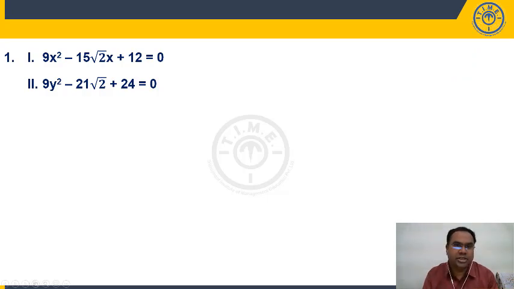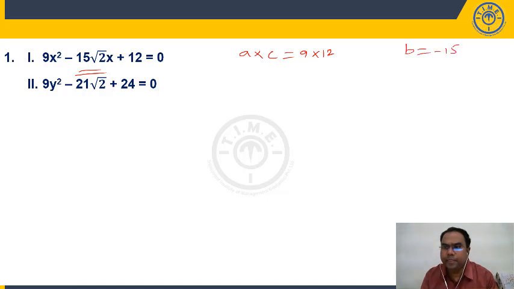Okay, let us start, students. Let us take first equation. 9x square minus 15 root 2x plus 12 is equal to 0. So a into c is 9 into 12. Let us not multiply, because if you observe here B, we have minus 15 root 2. Now a into c is positive, so write B as sum of two numbers such that when we add these two, we should get 15 root 2.